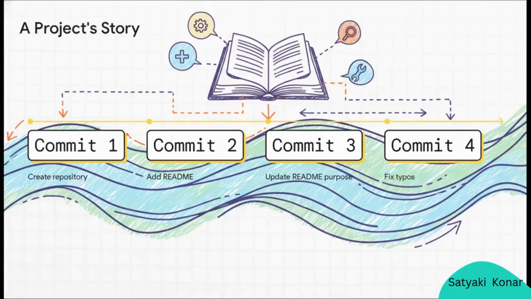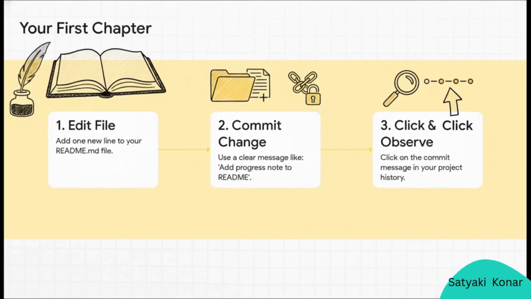And when you have a whole series of good commit messages like that, look what happens. You get a beautiful, readable story of your project. Anyone, even someone new to the team, can just glance at this history and immediately understand how the project evolved. It all makes sense. Okay, so now it's your turn. Time to write your first chapter. I've got a little homework for you. It's super easy. Just go to one of your projects, open up the README file, and add one single new line. Then commit that change with a really clear message, something like add progress note to README.